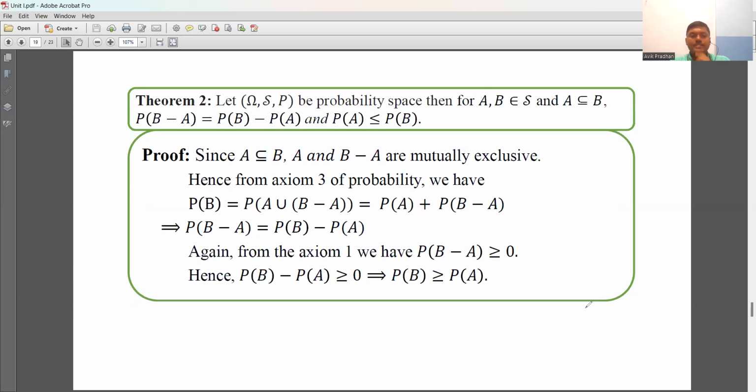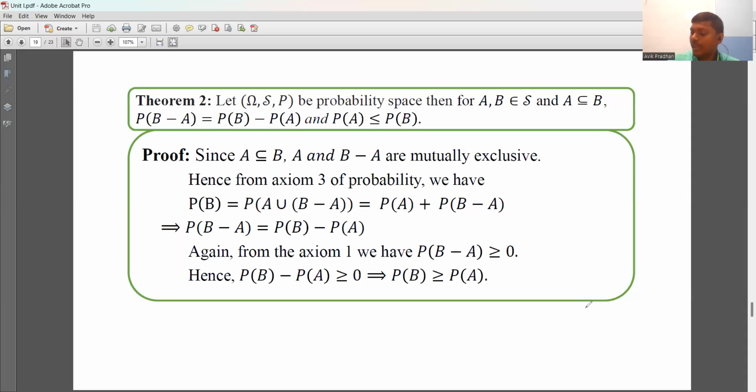The second theorem says that if you have a probability space omega, script S and P, then for any two events A and B, if A is a subset of B, then probability of B minus A will be equal to probability of B minus probability of A, and probability of A is less than or equal to probability of B.